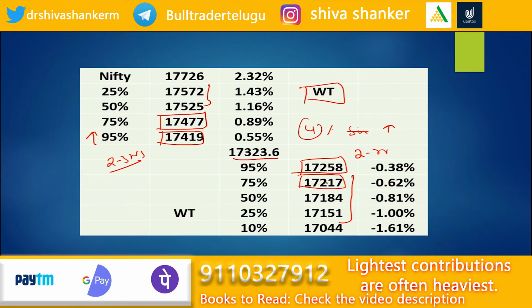So once this breaks, then we can expect this 17,000 level or 17,151 level, and the downside target for this week is 17,151.